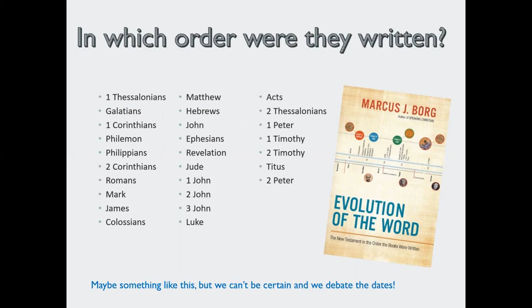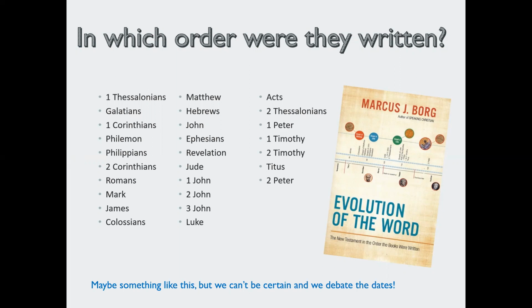But this list is the one provided by scholar Marcus Borg in his book, Evolution of the Word, the New Testament in the Order the Books Were Written. And he tries to place the books in the order that is agreed upon by the most New Testament scholars. With one exception, he does say his opinion is different on the Gospel of John and the Gospel of Luke. So he's got those flipped. Most New Testament scholars think that John was written last, but there has been a growing debate about that over the last few decades. And so Marcus Borg falls on the side of that debate that's starting to put Luke as the last gospel written.